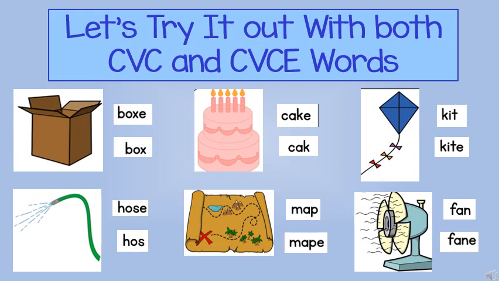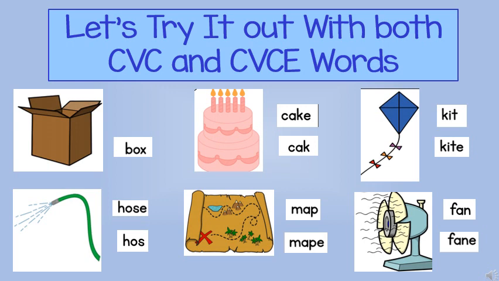So let's try it out with both CVC and CVCE words. Let's see if we can figure out if we need that E at the end or if we don't. Let's start with the first picture, the picture of the box. Does it have an E at the end or does it not have an E? You're right. It's B-O-X because we wouldn't say bokes.